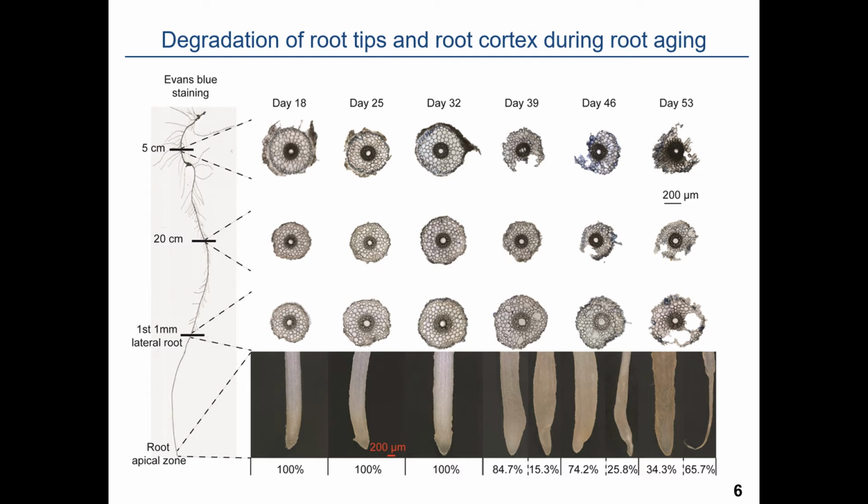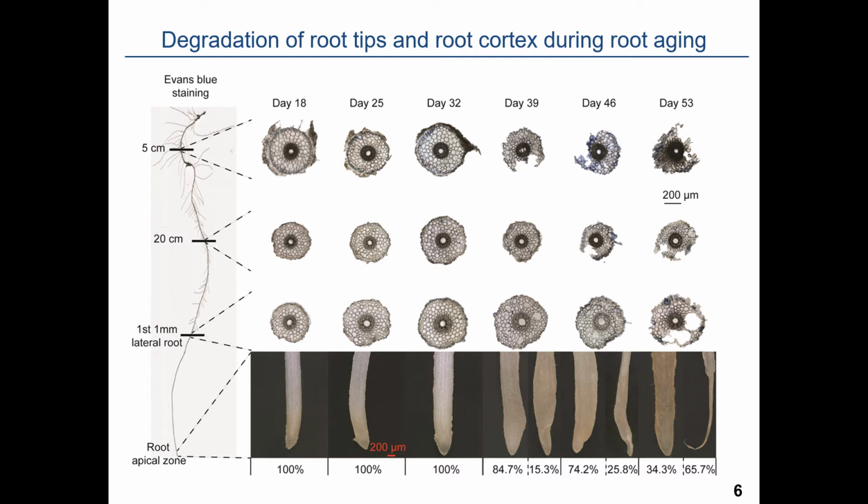But from day 39 on, we observed cortical senescence, not from somewhere else, but from the old part. And then, during the progression of time, cortical senescence spread from old tissue to young tissue. From the tip, we also observe a degradation of root tips. This is a new phenotype we just observed.